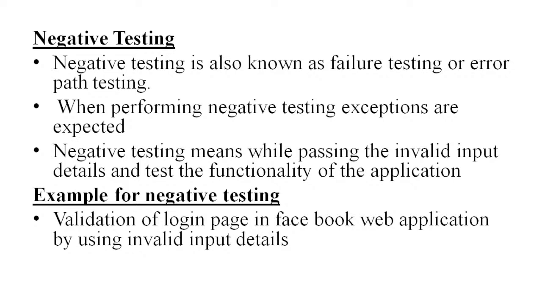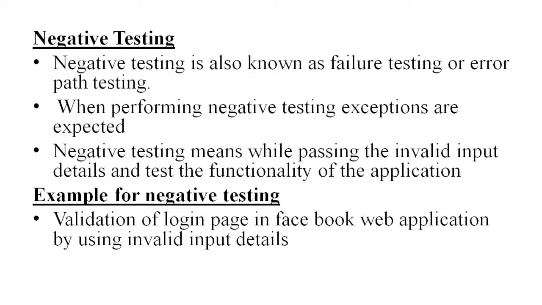When performing negative testing, exceptions are expected. Without any exceptions arriving, it will be declared as a bug. Because while entering an invalid username and password in the Facebook web application, we need to get some exception, some error messages, some failures. As a result, the home page of the Facebook web application will fail to display. So while entering the negative data, we can expect the exception. This will be negative testing.